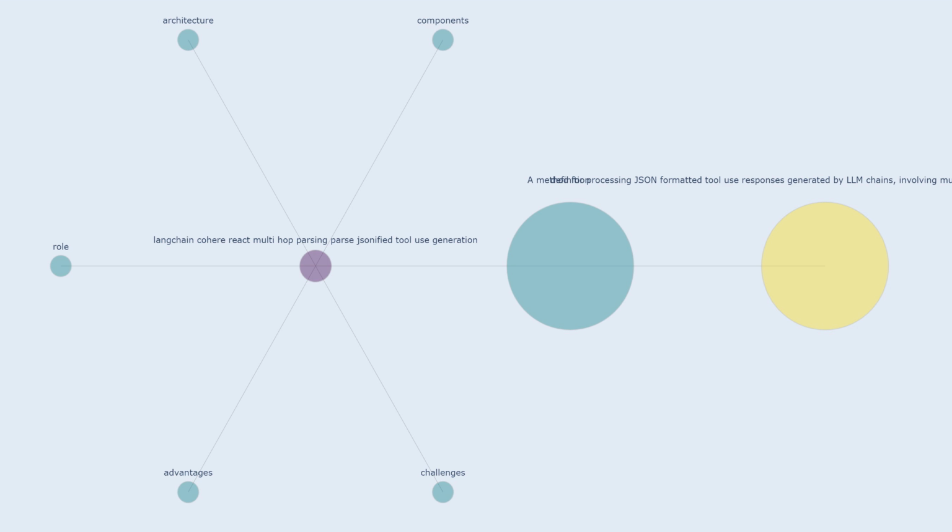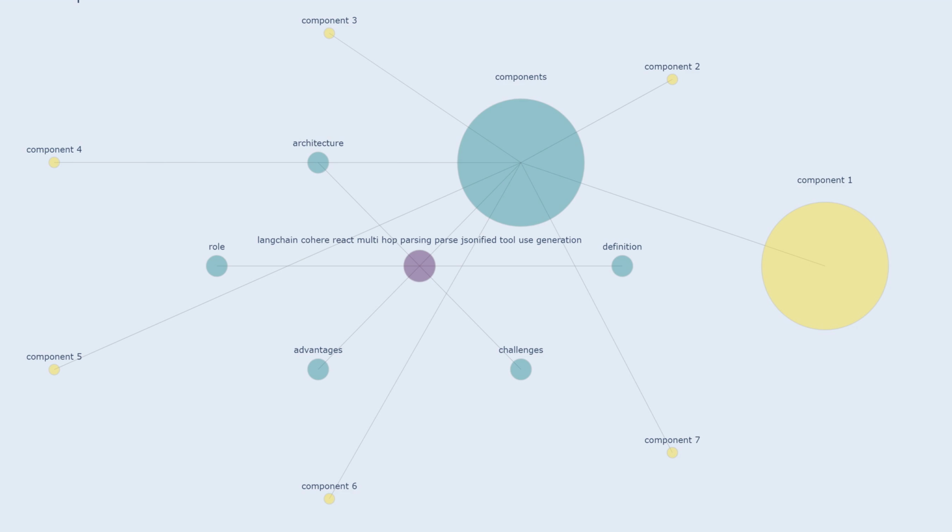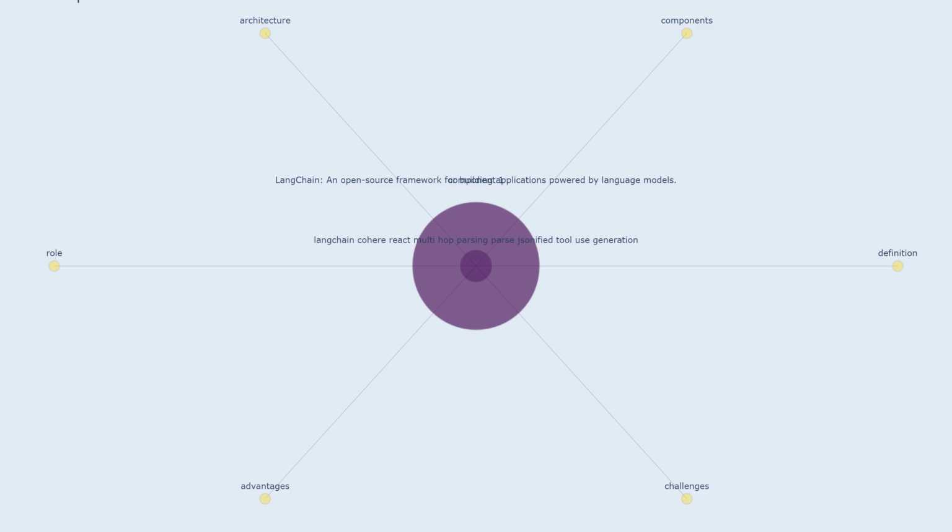This approach employs multi-hop question answering, where the LLM uses multiple steps to retrieve information, and JSON parsing to extract information from the tool responses. Components. Component 1. LangChain, an open-source framework for building applications powered by language models. LangChain provides a modular and extensible framework for building various language model-powered applications. It allows developers to easily connect different components, such as language models, tools, and data sources, to create custom workflows.